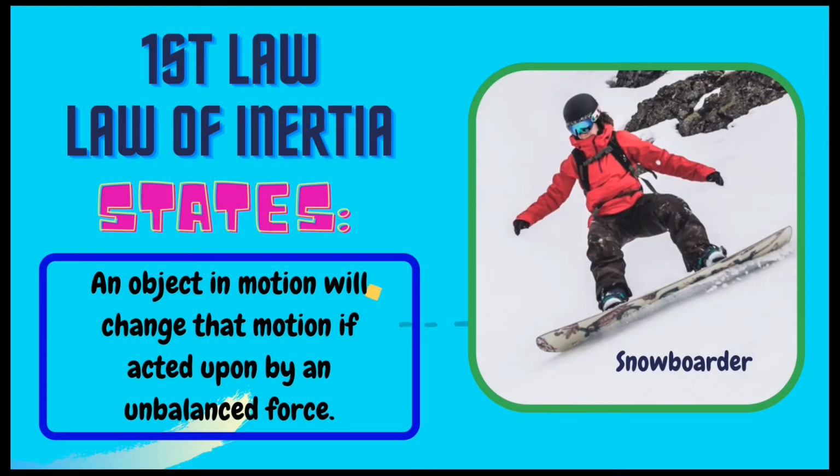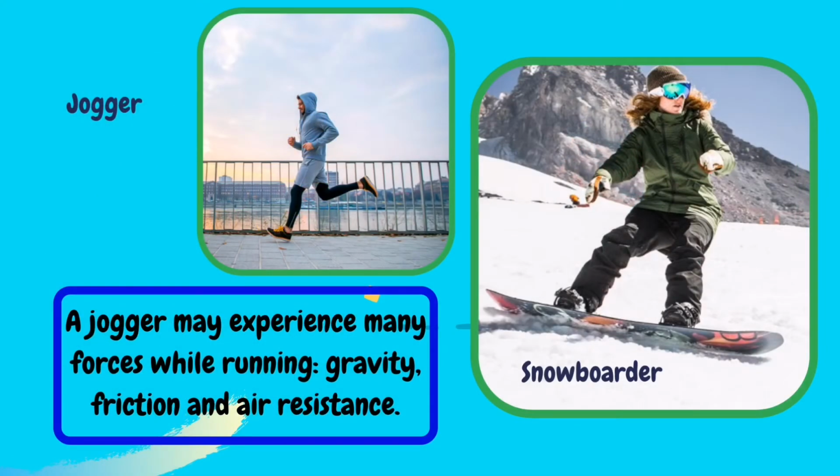3. An object in motion will change that motion if acted upon by an unbalanced force. Example, a young snowboarder experiences a force due to gravity which pulls her down. She will move in a straight line unless she applies a force to the board, changing direction.